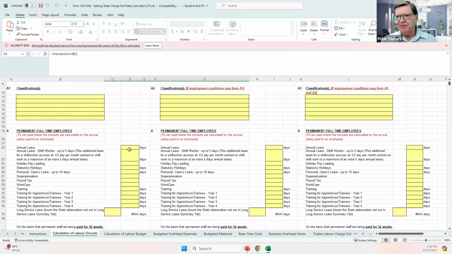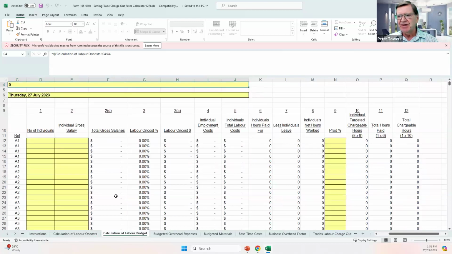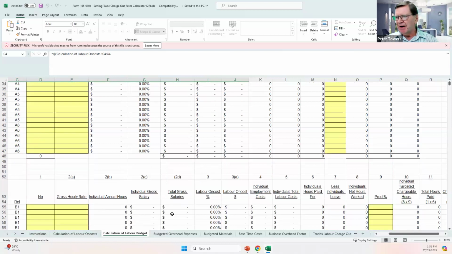And what we're looking for you to insert is the annual leave. And if it varies, you go on and do it on a different chart and the other components. And we'll go through this in more detail later on. So we determine the labour on-cost percentage, which is going to vary for each of those groups. The information is then transferred in from the labour on-cost calculator. What you've got to fill in is the number of individuals and their salaries for each of these employment categories. And the total of the labour budget is then determined.